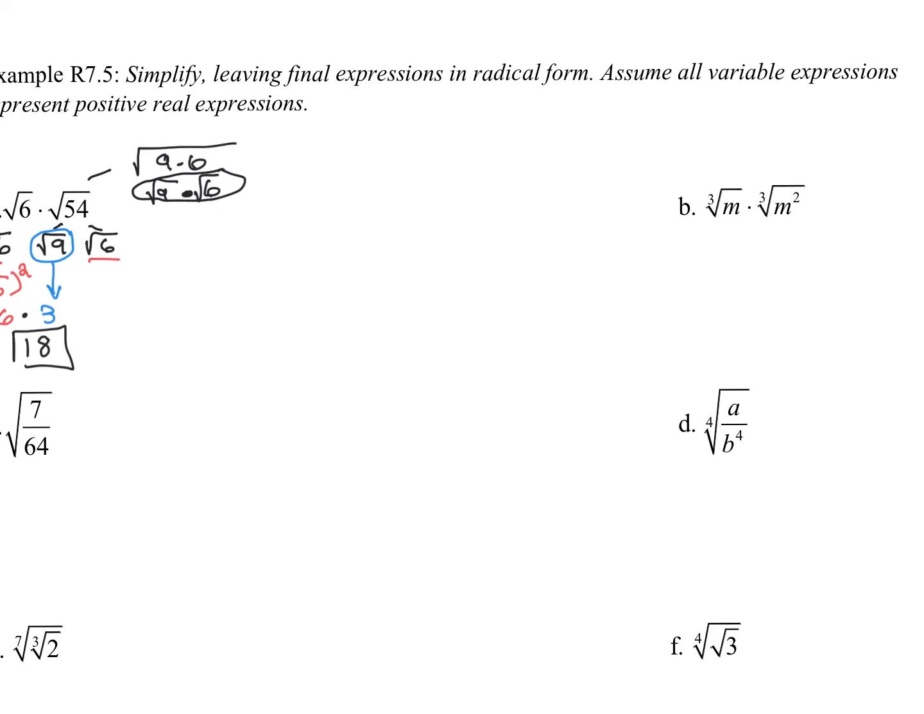Letter B, I'm going to rewrite them. So I can do power over root. So this is m to the first power over the third root times m to the second power over the third root. And in the last section we did power rules. Because these bases right here are the same, I can add those powers. So it's like m to the 1/3 plus 2/3. 1/3 plus 2/3 is 3/3, which is the same thing as m to the first, which gets me an answer of just m.